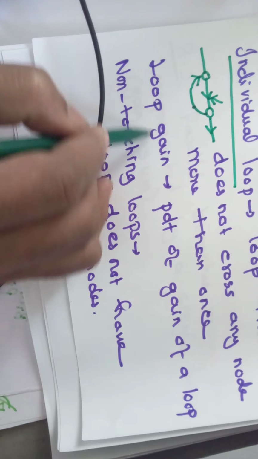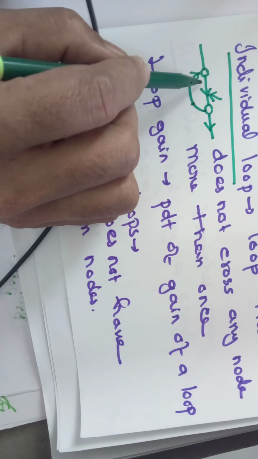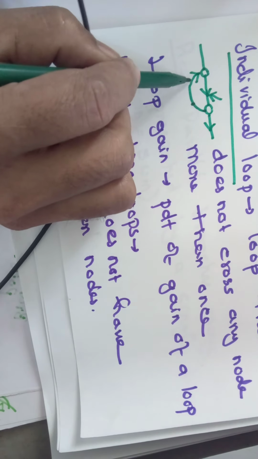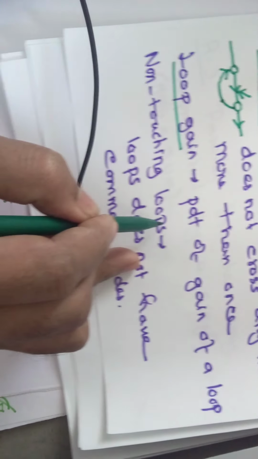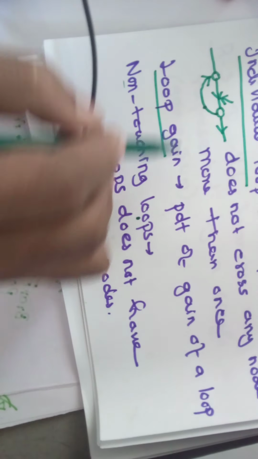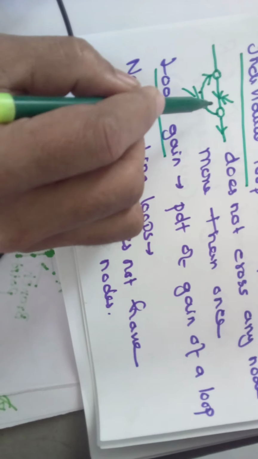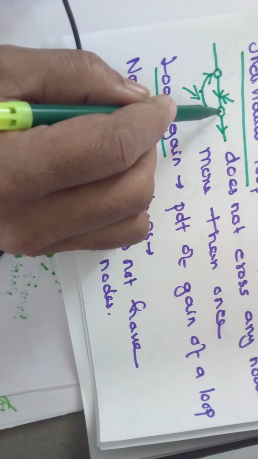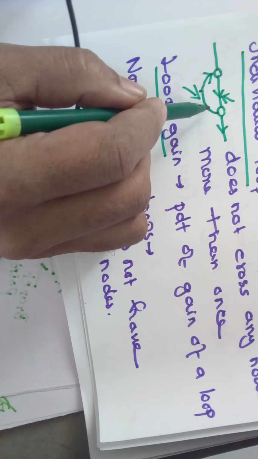Next, what is a loop gain? The gain product of a loop is called loop gain, right? Next one is the non-touching loops. There may be loops like this, right? There may be a loop like this. If this loop is not touching any other loop, this one is called a non-touching loop.